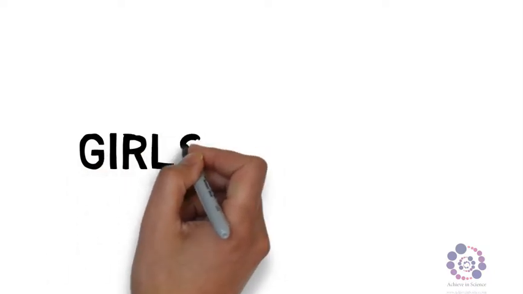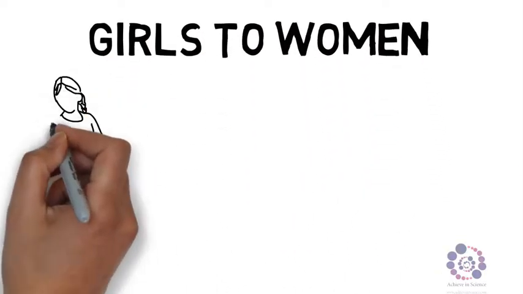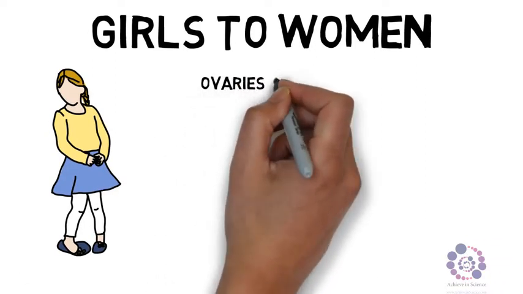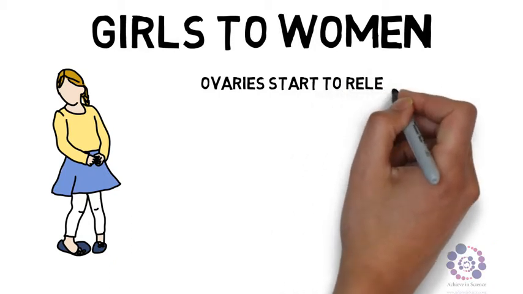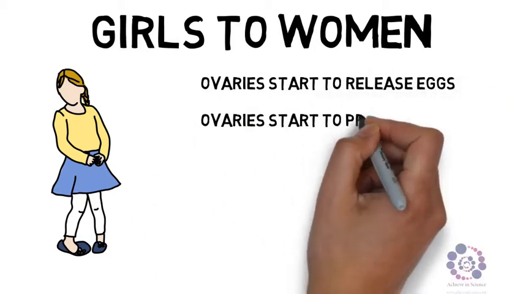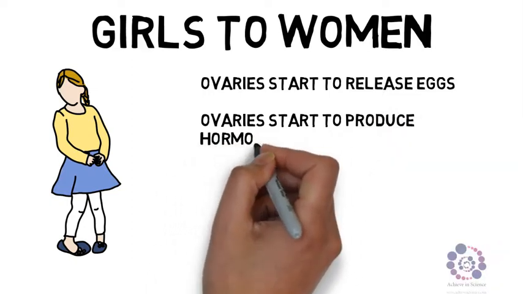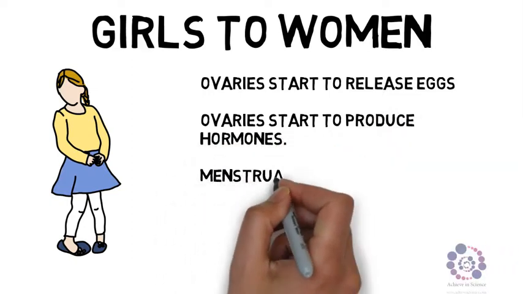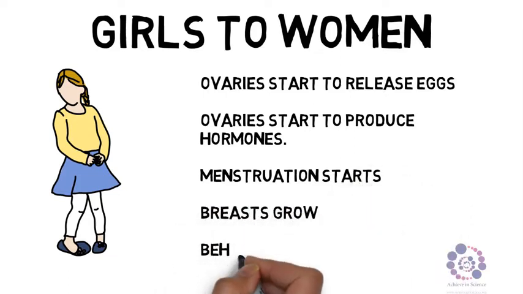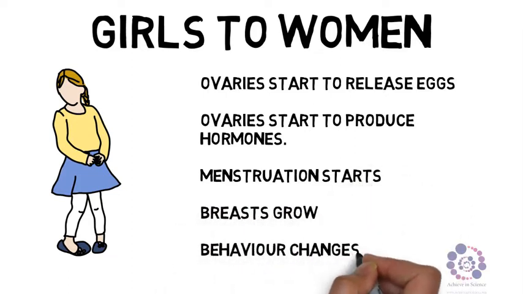Now let's look at girls changing into women. As a result of the estrogen, the changes that occur include the ovaries start to release eggs. The ovaries start to produce hormones. Menstruation begins. Breasts begin to grow, and there are again behavioural changes that occur.